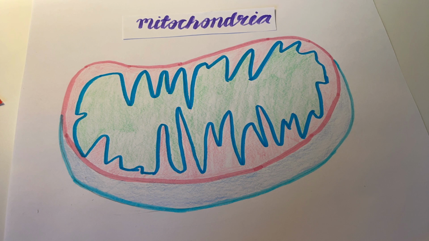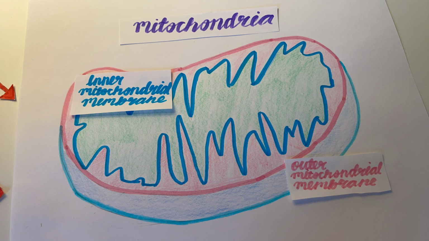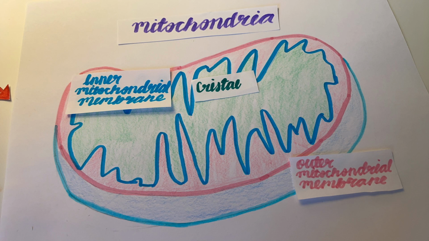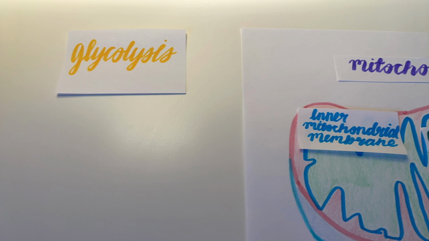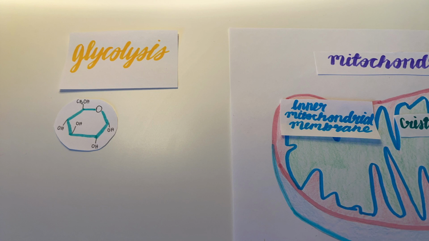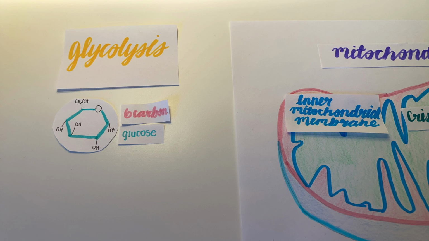The mitochondria contains an inner mitochondrial membrane and outer mitochondrial membrane, and cristae, which are foldings of the inner membrane. The first step in cellular respiration is glycolysis. Glycolysis takes place outside the mitochondria in the cytoplasm.